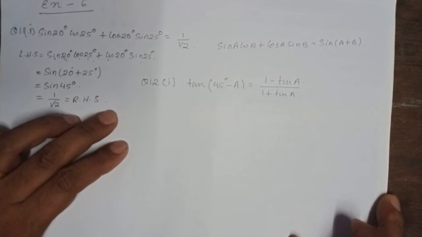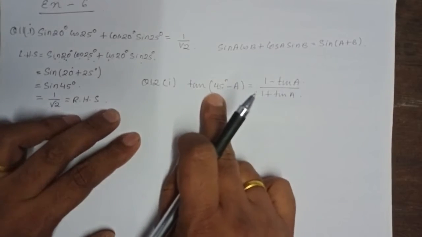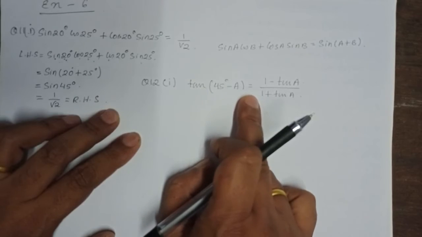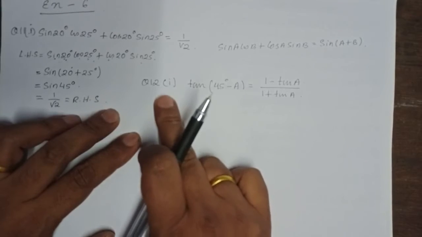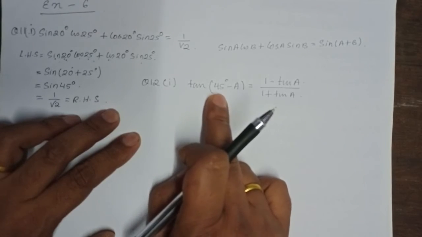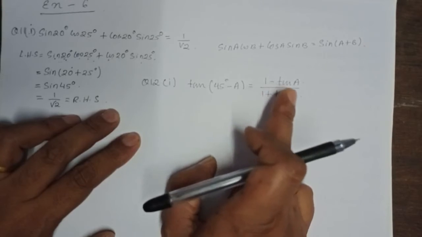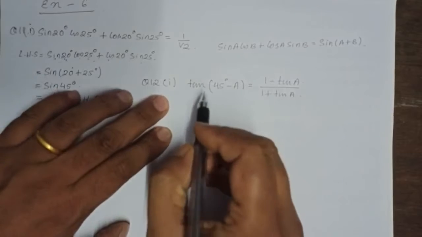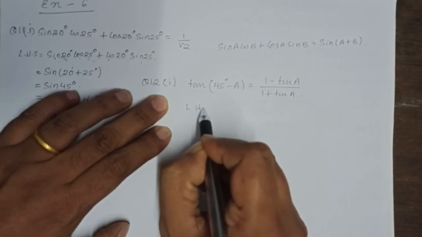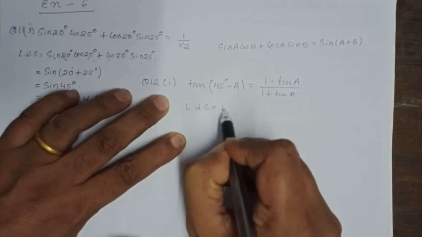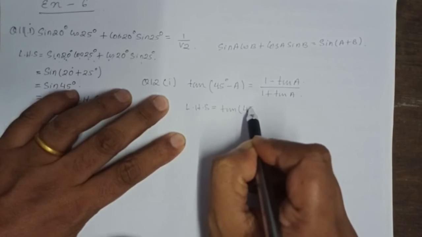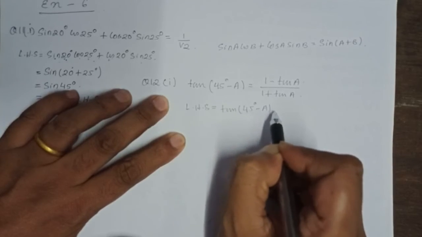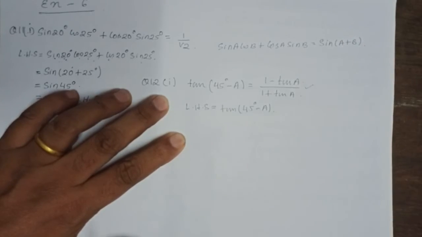Students, another question that I'm going to do is question number 12.1: tan 45 degree minus A is equal to 1 minus tan A over 1 plus tan A. Similarly, I'll take the left hand side for this. LHS is tan 45 degree minus A. This is the identity that you have to prove.